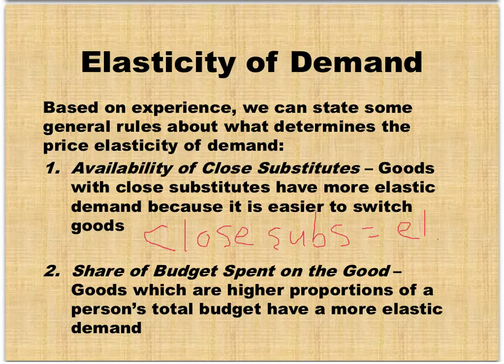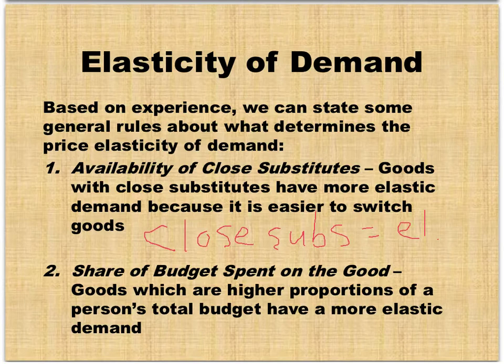However, let's say the price of eggs doubles. Eggs are kind of unique. There's no really good substitute for eggs. There's powdered eggs and liquid eggs, but those are made from eggs. So you may buy less, but not that much less, because there are no close substitutes.